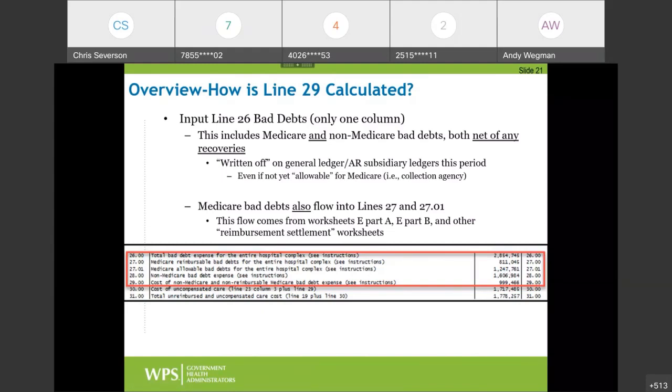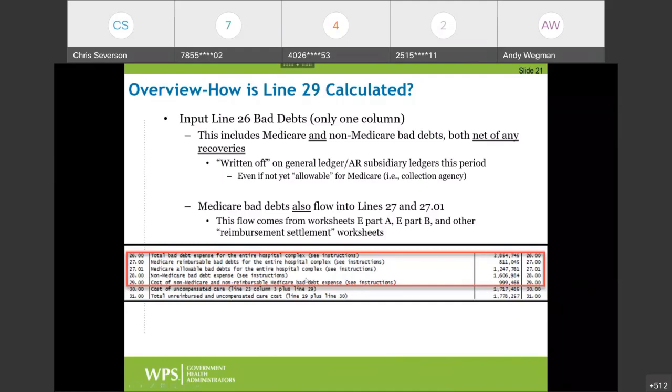So that tells us that there must be about 1.6 million of non-Medicare bad debt expense. The reason we need to know the non-Medicare bad debt expense number is that this is multiplied by the cost to charge ratio, similar to the charity care. And in this case, it's behind the scenes. There's not even a line for it.